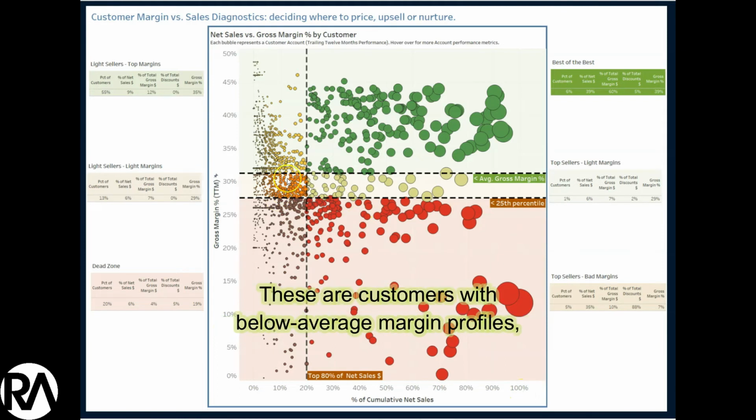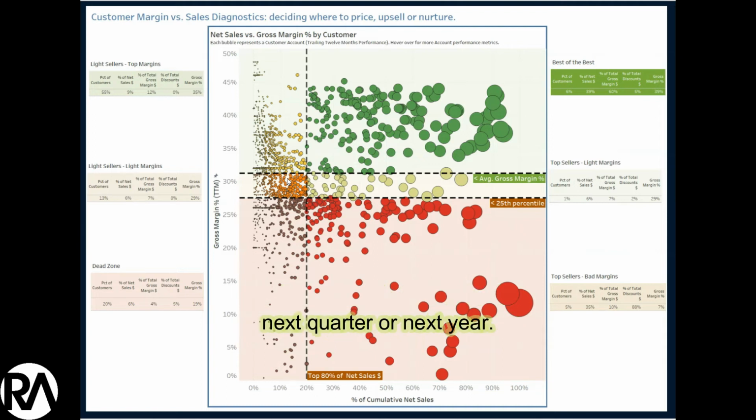On the left side in the middle are the light sellers, light margins. These are customers with below average margin profiles, and we need to think about increasing prices for this group next quarter or next year. Now remember, price increase doesn't have to be a list price increase. In fact, most often it's not. We can rationalize discounts, promotions, or some other off-invoice credits that we typically give to these customers.